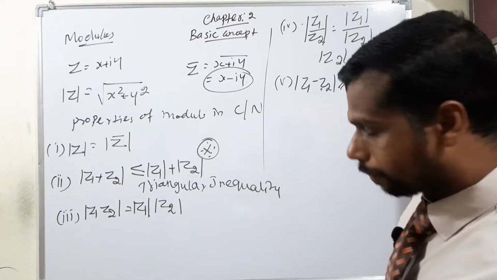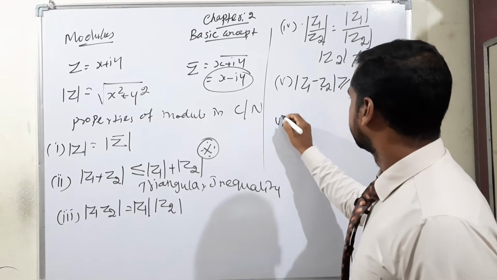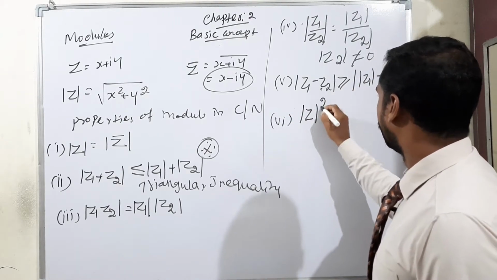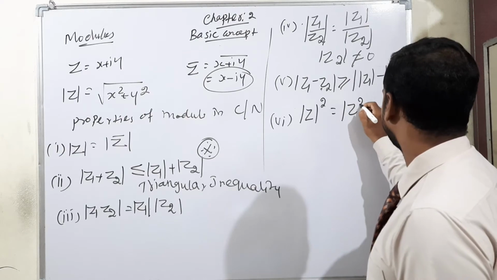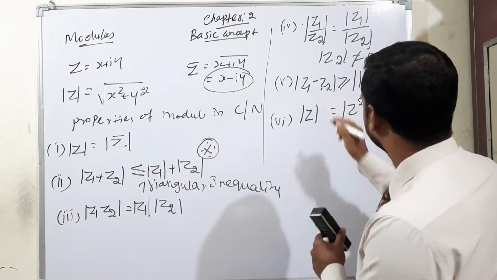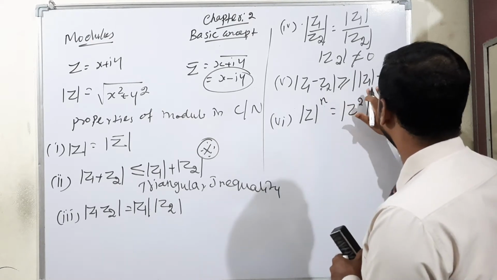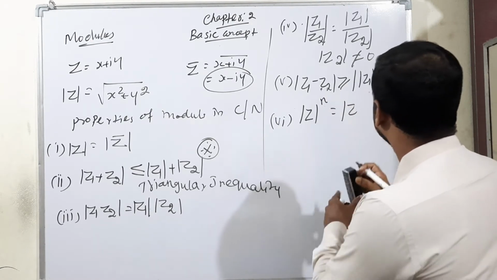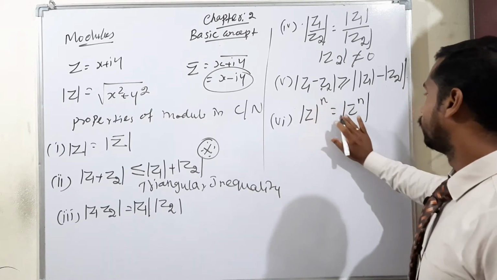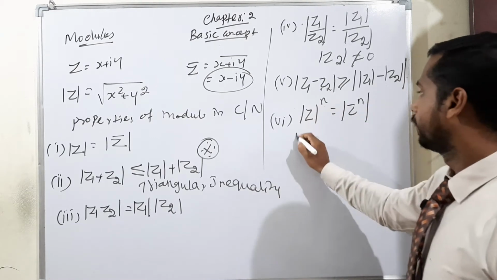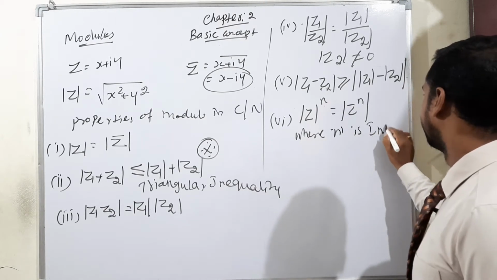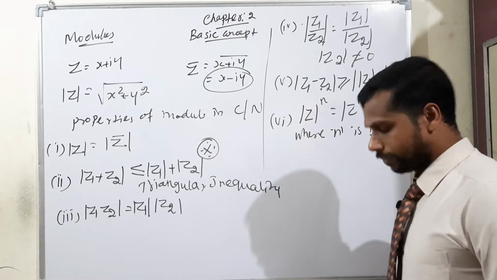Then property number 6: modulus of z, the whole square, is equal to modulus of z square. Otherwise, instead of square there can be n, isn't it? So modulus of z the whole power n is equal to modulus z to the power n, where n is an integer.